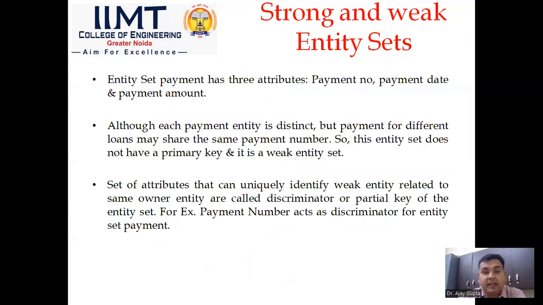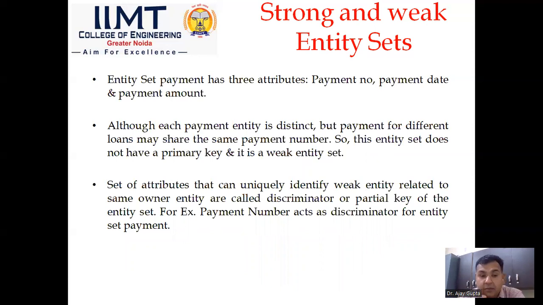Entity set payment has three attributes: payment number, payment date, and payment amount. Although each payment entity is distinct, payments for different loans may share the same payment number. So this entity set does not have a primary key and it is a weak entity set. We have already discussed.